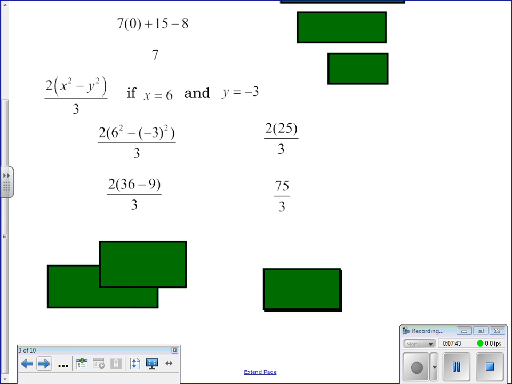And I got the wrong answer. What is my answer supposed to be? I just realized I did that wrong. 50 over 3.